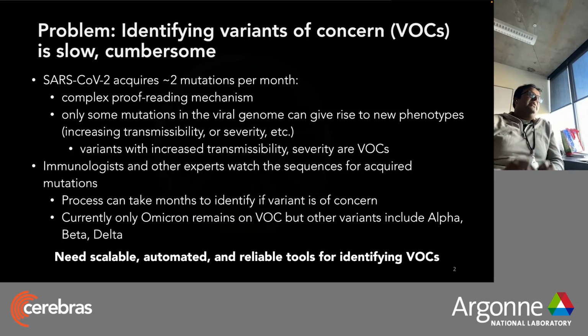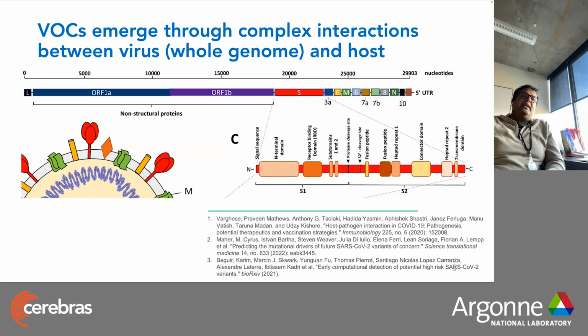So therefore, there is a need to develop these scalable, automated, reliable tools that can identify VOCs and maintain this continuous watch list of variants that we should be tracking. And only then can we actually say if there is something interesting happening. The variants of concern actually emerge from very complex interactions between the whole viral genome and the host.